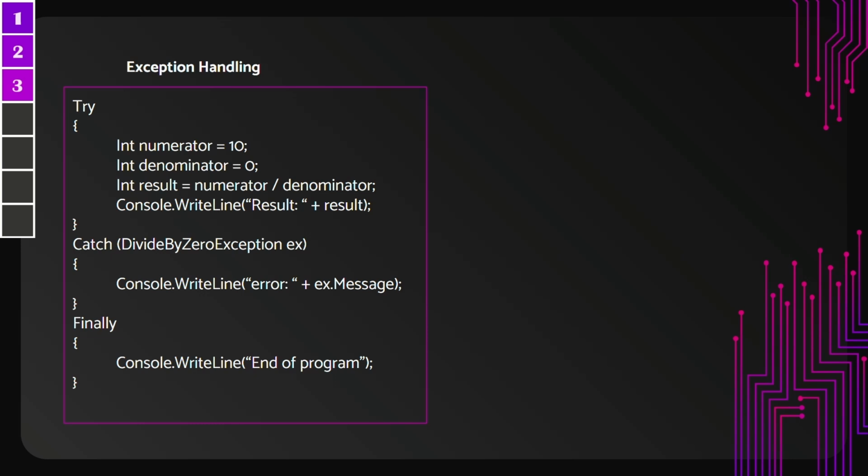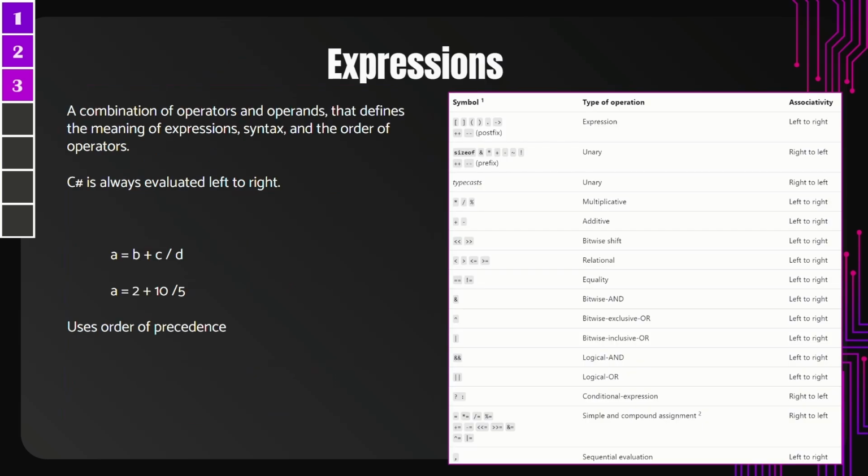Next we have exception handling, which is try, catch, finally. It is used to handle unexpected or exceptional situations that may occur during program execution. Try contains the code that might throw an exception. Catch handles specific types of exceptions, and finally contains code that is always executed regardless of whether an exception is thrown or not.